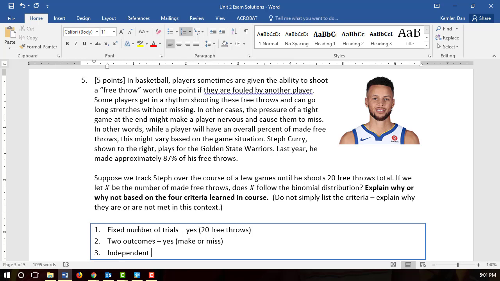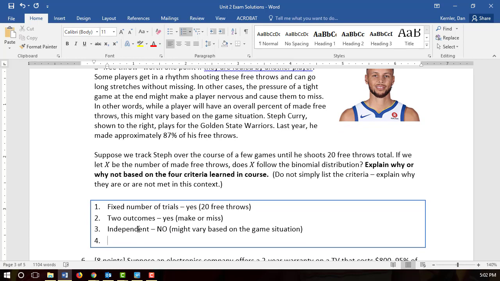We just said above that you might get nervous. Maybe you make a bunch in a row, so that makes you more confident, so you're more likely to make the next one. And so in this case, no, because notice above, it might vary based on the game situation. And similarly to that, there's the constant probability. That's also a no, see number 3, same reasoning. So no, it does not.